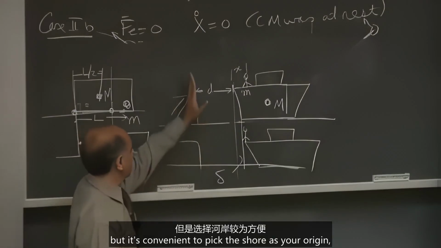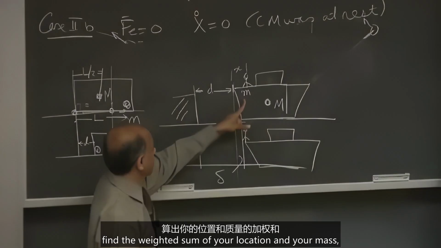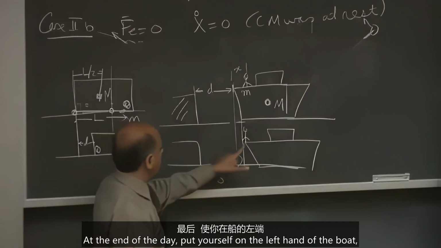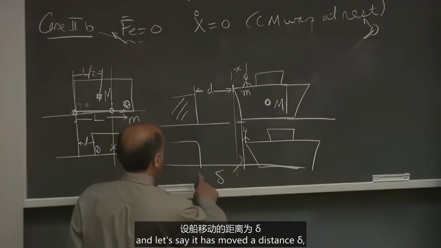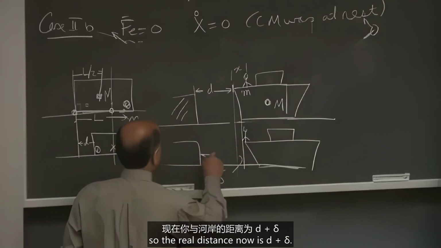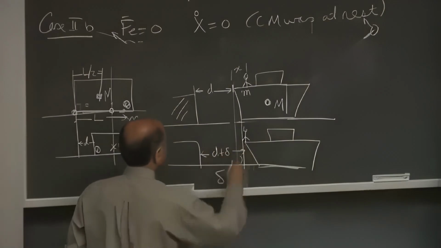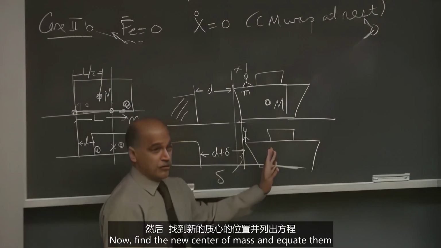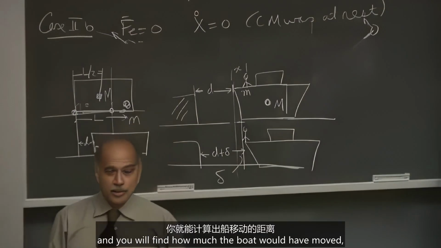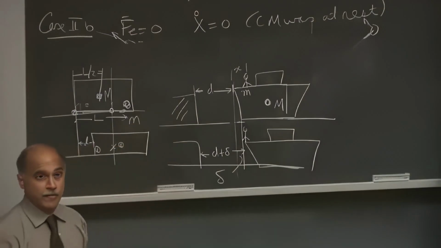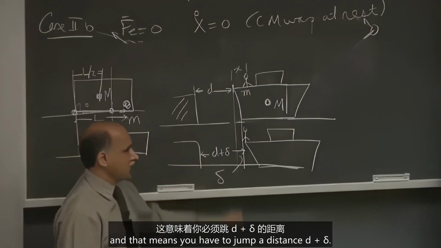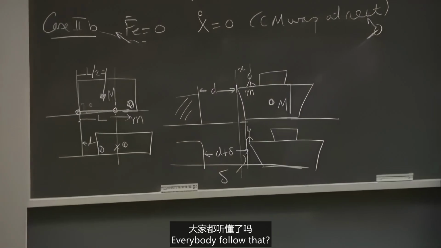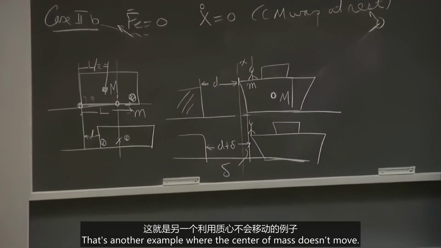But it's convenient to pick the shore as your origin, and find the weighted sum of your location and your mass, and the boat's location and the boat's mass. At the end of the day, put yourself on the left end of the boat, and let's say it has moved a distance delta, so the real distance now is d plus delta. That's where you are. That plus L over 2 is where the center of the boat is. Now find the new center of mass and equate them, and you will find how much the boat would have moved. And that means you have to jump a distance d plus delta. Everybody follow that? That's another example of it. Center of mass doesn't move.